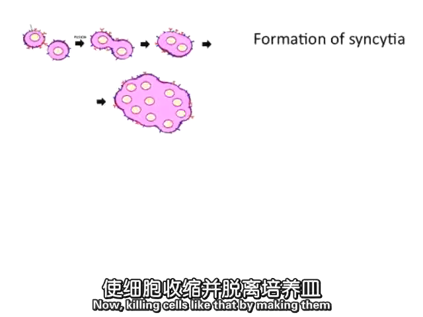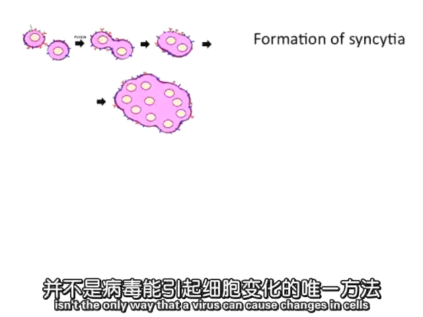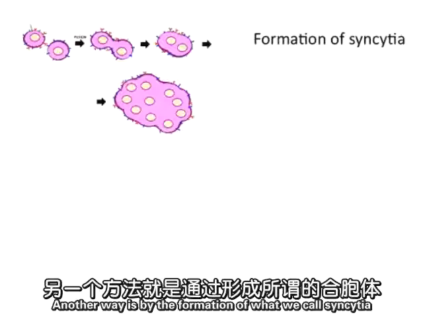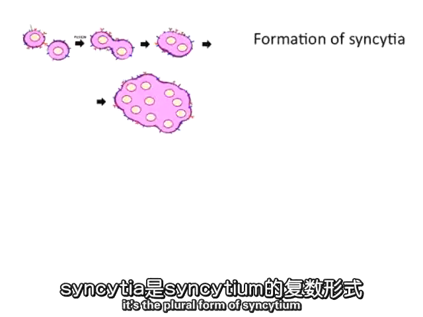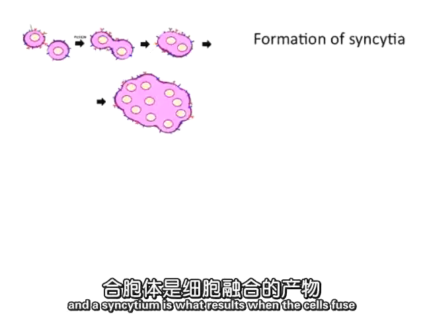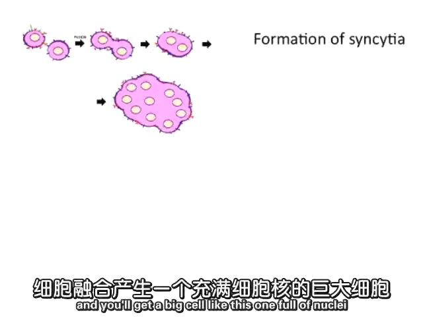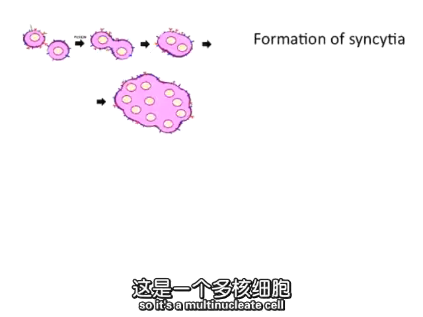Now, killing cells like that by making them round up and come off the plate isn't the only way that a virus can cause changes in cells. Another way is by the formation of what we call syncytia. It's the plural for syncytium. And a syncytium is what results when cells fuse. And you get a big cell like this one full of nuclei. So it's a multinucleate cell, essentially.